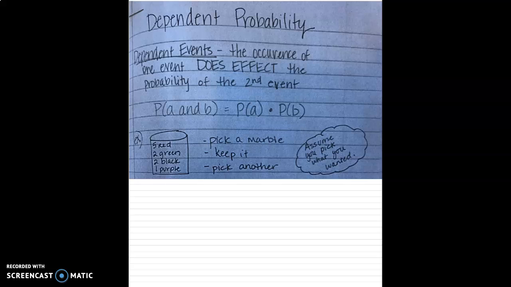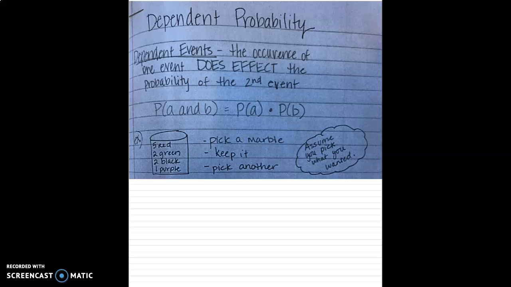So to find the probability of two or more events, you do the exact same thing. It's the probability of A and B. Then you just multiply the probability of A times the probability of B. The only thing different is the probability of B will be different than the probability of A.